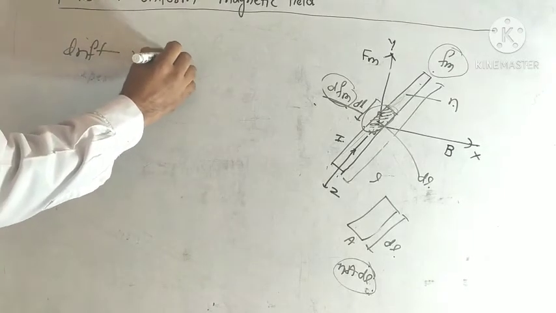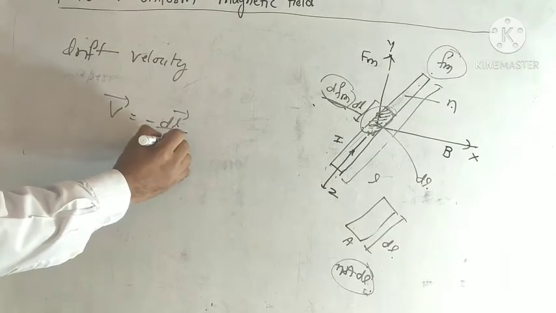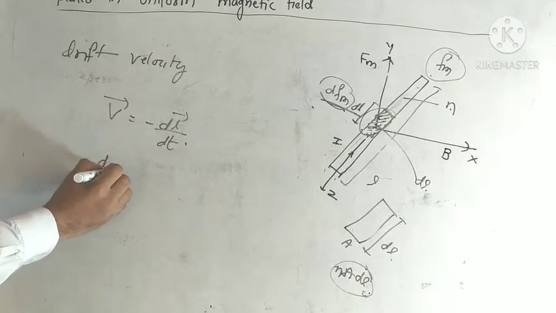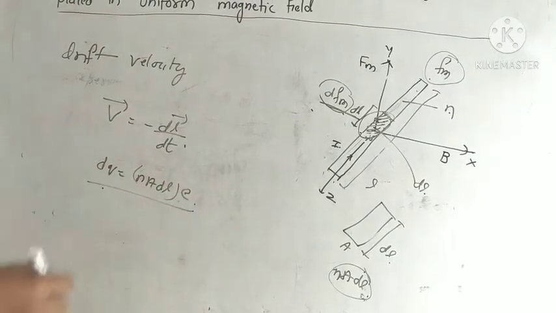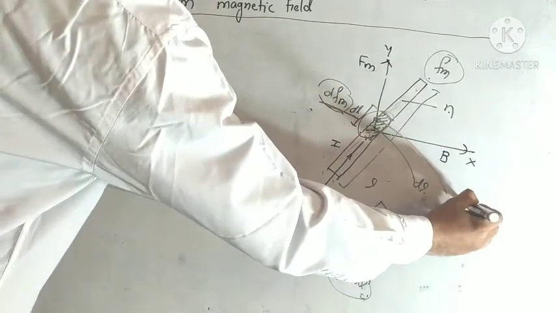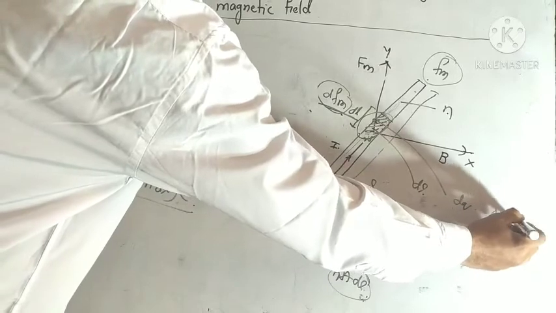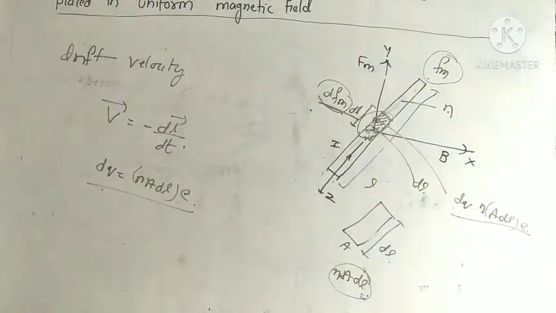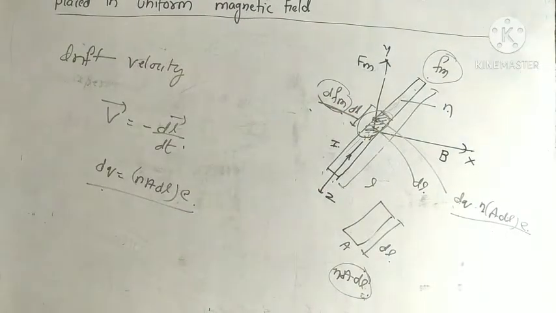Drift velocity, we already know that v is equal to minus dl upon dt. We use this velocity here, and dq is equal to nAdl e. Okay, the number of charges here, that is dq, is equal to nAdl. The volume is Adl and the number of electrons present here is n, and we multiply it with e to get the total charge. Then we will get dq, a very small amount of charge present here.